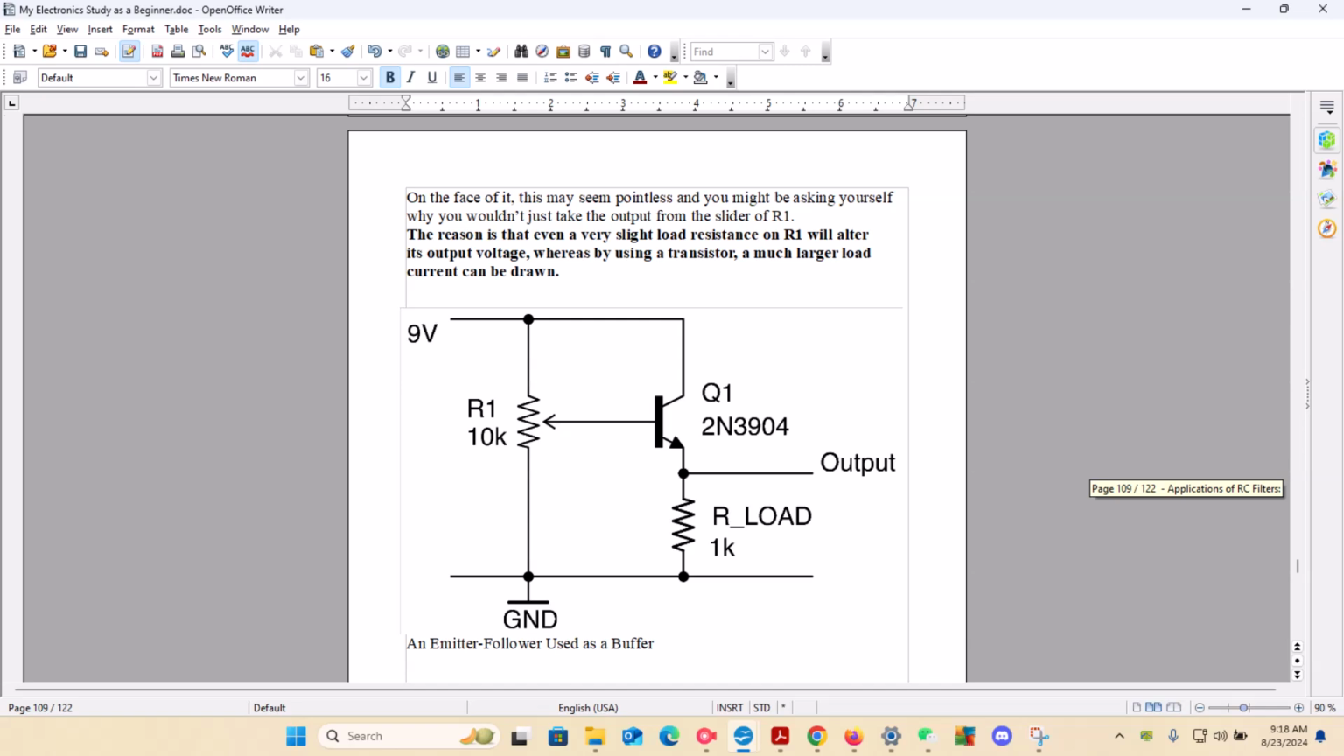On the face of it, this may seem pointless, as you might be asking yourself why you wouldn't just take the output from the slider of R1, which is the first resistor. See, it's 10K, which is 10,000 ohms. The reason is that even a very slight load resistance on R1 will alter its output voltage. Why? It controls how much resistance and voltage it allows through the circuit. That's why they call it an impedance, because it's impeding the current flow. Impedance is another term for resistance, but it's always denoted as capital R.